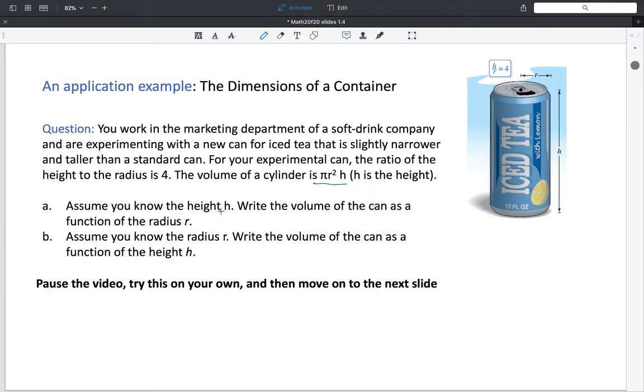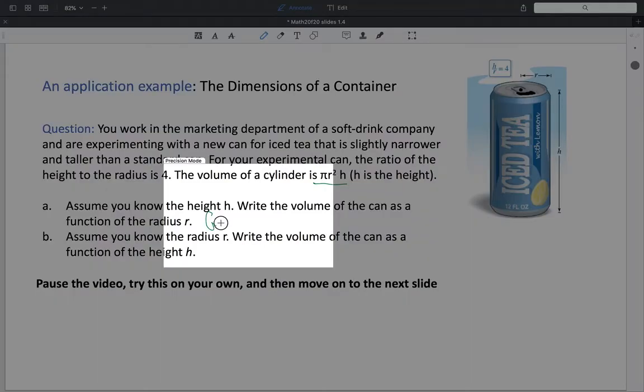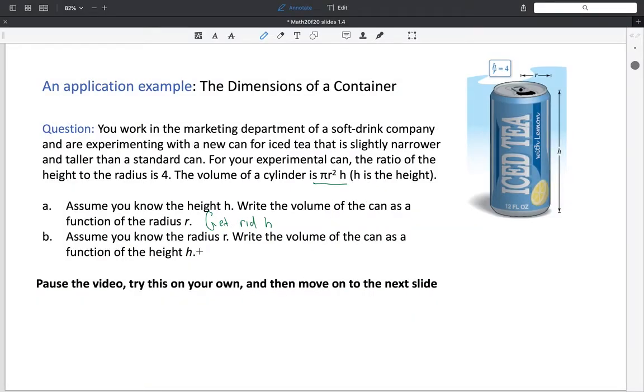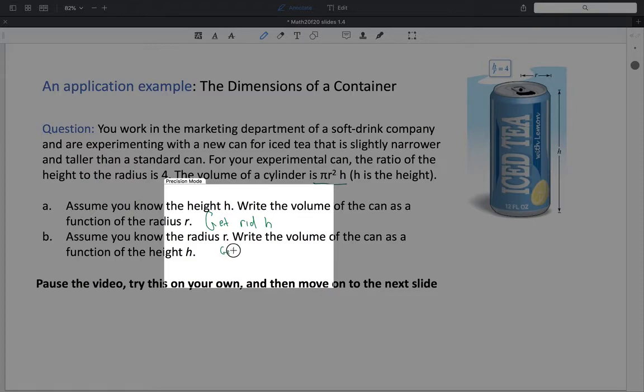So we've got three questions. Assume you know the height h, write the volume of the can as a function of radius r. If you write it as a function of r, you don't want any h's. Okay, so assume you know the radius r, write this as a function of the height h. So here, you would get rid of the r. Look at what I write, not what I say.